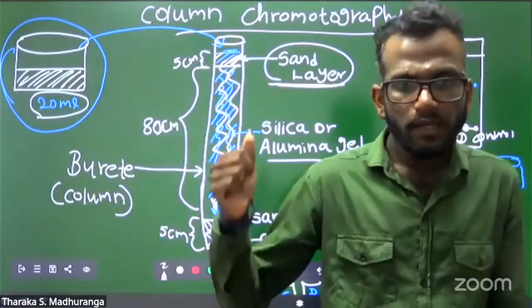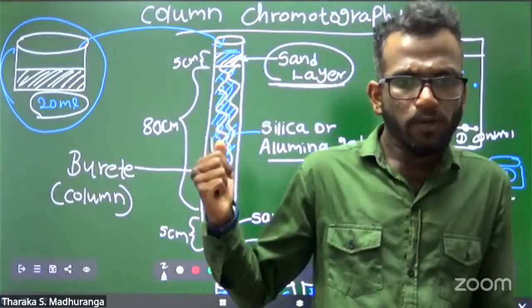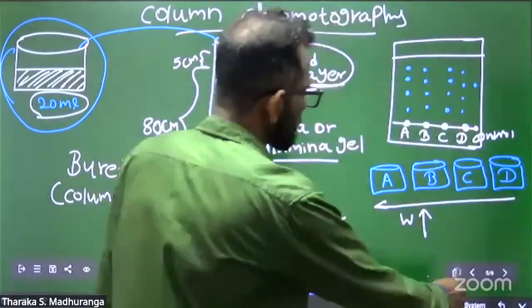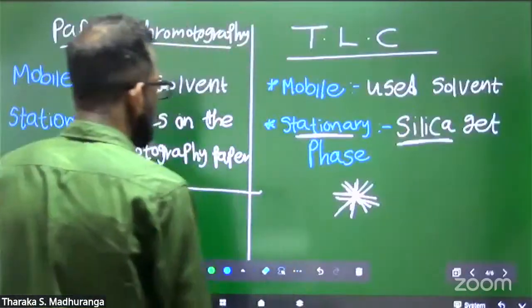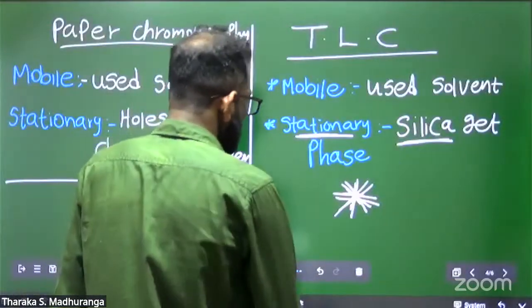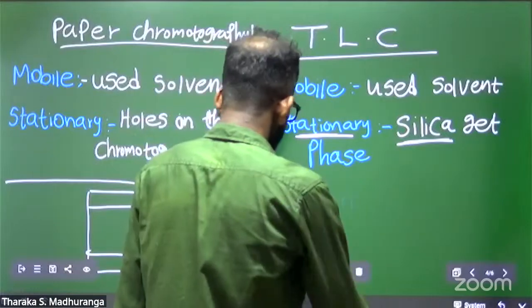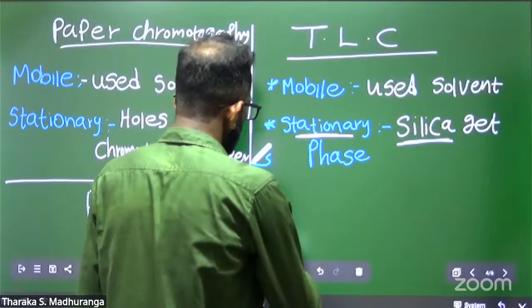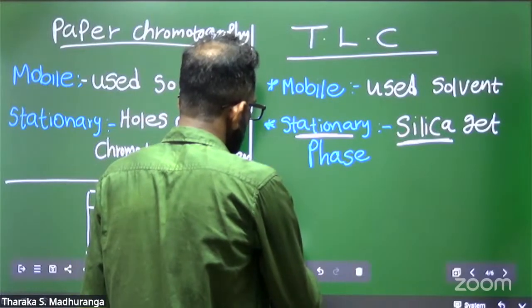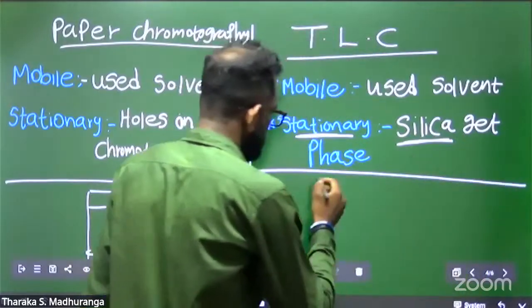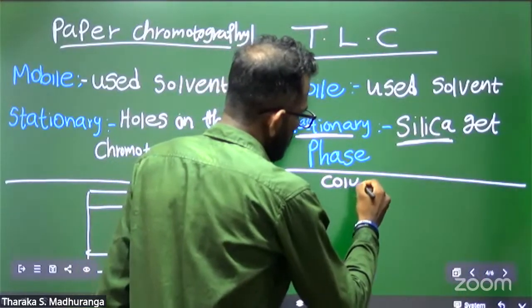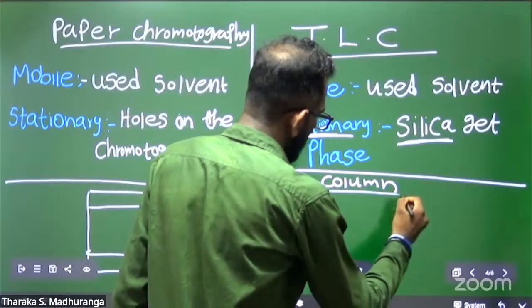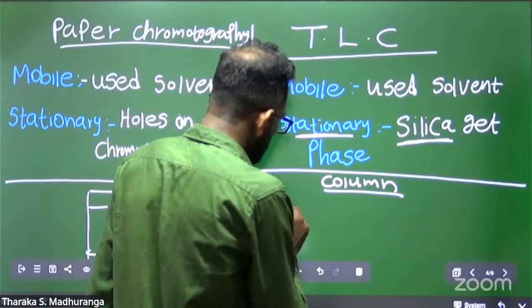Before that, in column chromatography, what is the stationary phase? Column chromatography, what is the stationary phase? That's also a chromatography type. Column. What is the stationary phase?